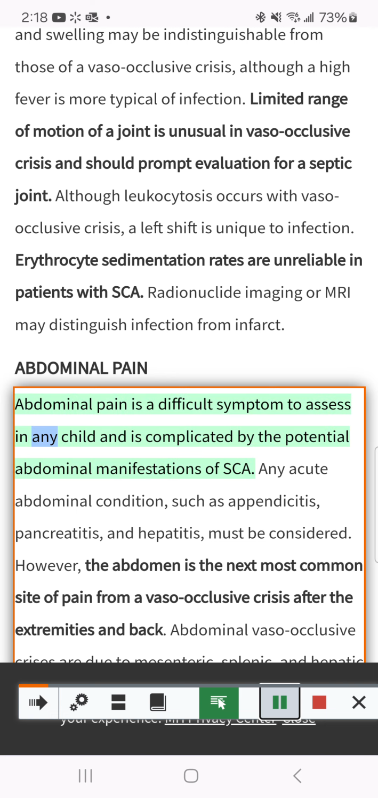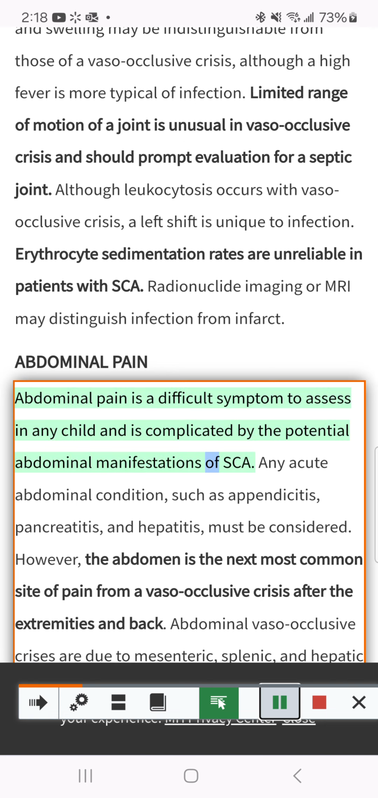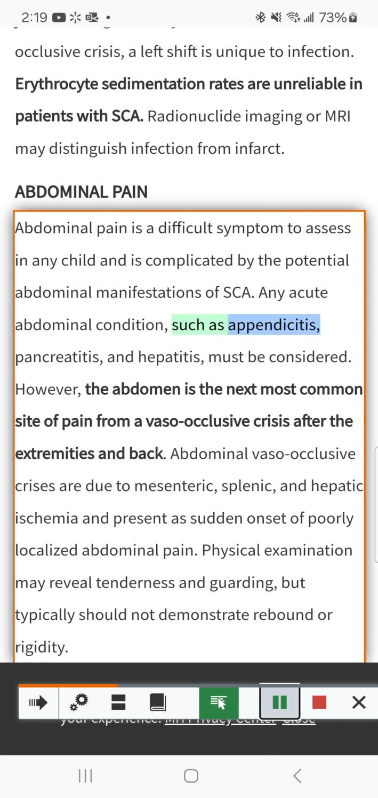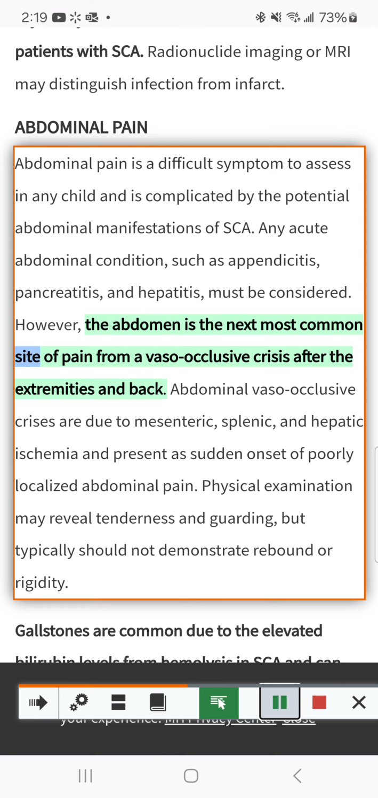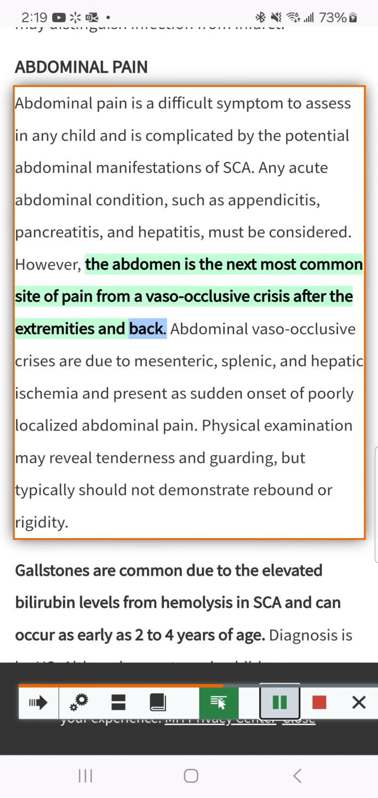Abdominal pain is a difficult symptom to assess in any child and is complicated by the potential abdominal manifestations of SCA. Any acute abdominal condition, such as appendicitis, pancreatitis, and hepatitis, must be considered. However, the abdomen is the next most common site of pain from a vaso-occlusive crisis after the extremities and back.